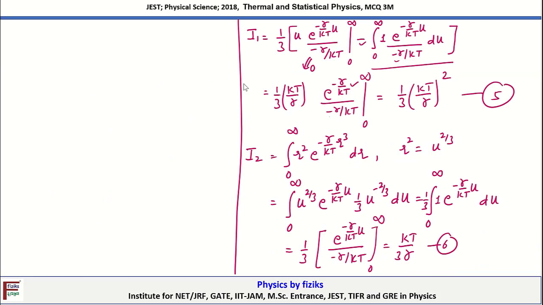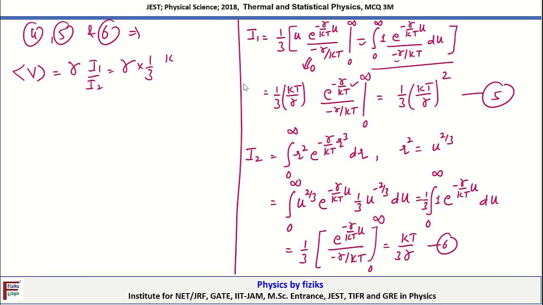Equations 4, 5 and 6 imply the average value of V is equal to gamma times I1 upon I2. So that is gamma times 1/3 (kT by gamma) squared divided by I2, which is equal to kT upon 3 gamma. Okay, so this is nothing but equal to kT.